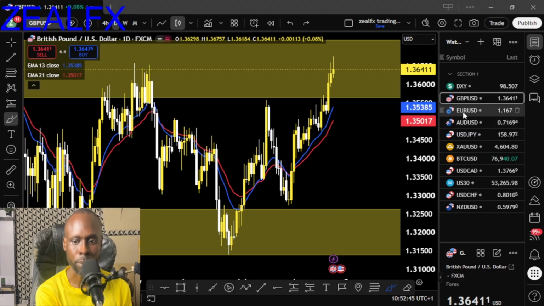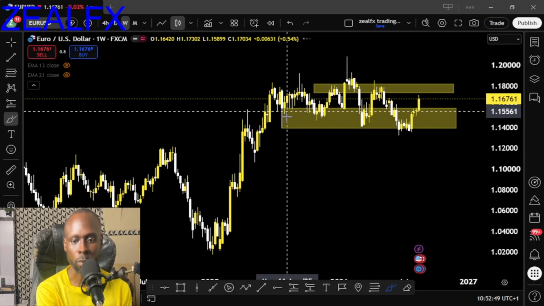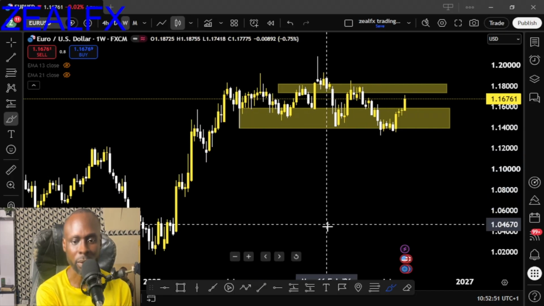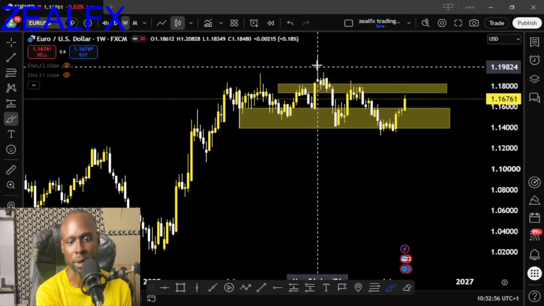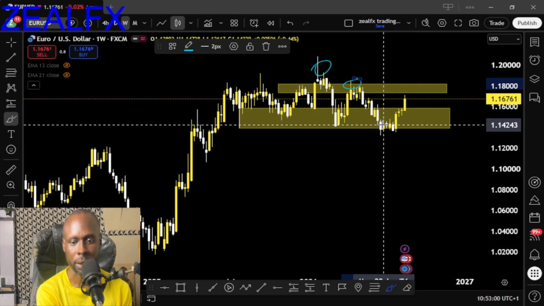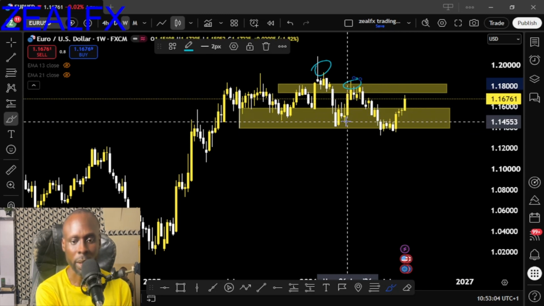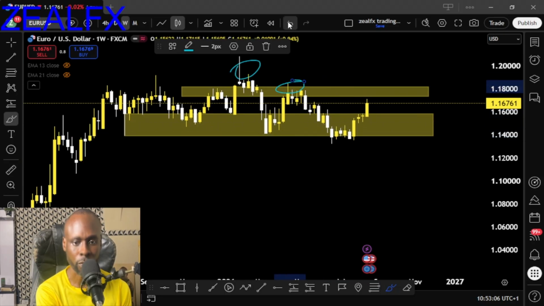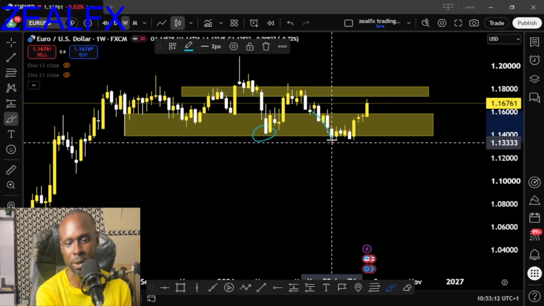Let's look at the next pair, which is the Euro USD. So Euro USD on my weekly time frame, you can clearly see we have a bearish structure on the Euro USD. You can clearly see we have this higher high, then a lower high, and price creating a lower high now. So we can see from the weekly time frame, you can see we have price break this structure level. This puts price on a bearish trend.